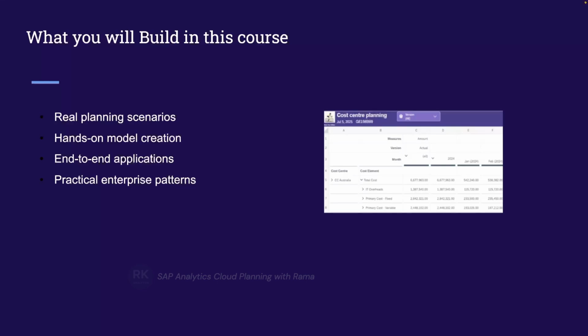With that foundation in place, let's move on to the next lecture to look at SAC license types and what planning capabilities are available in each license. Once that is clear, we will move into hands-on modeling and start building our first planning model.